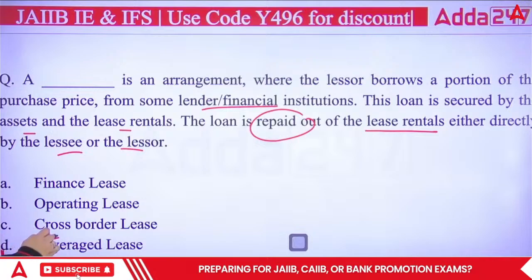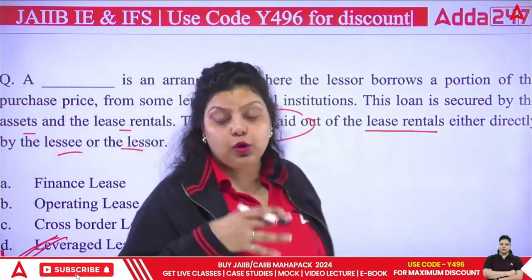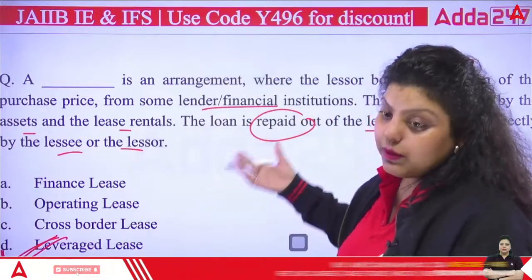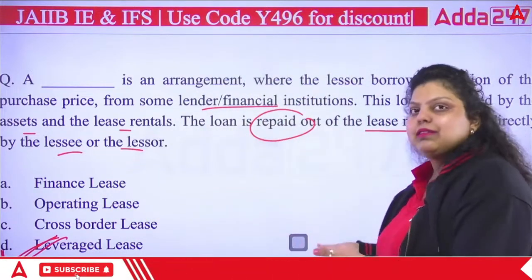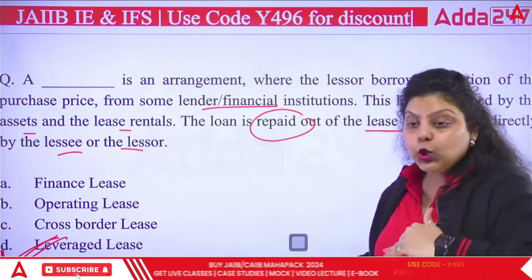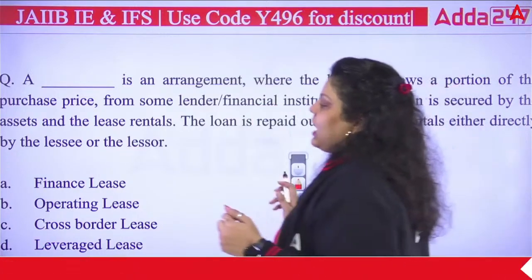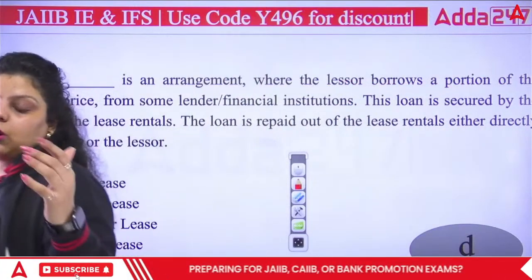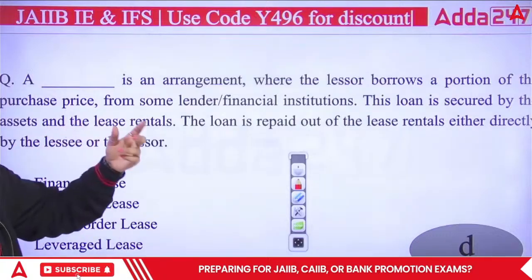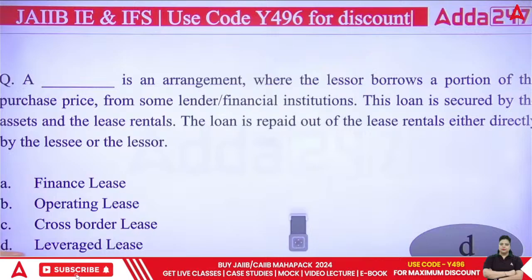It's a leverage lease. Whatever rent you are getting on the property which you have given on lease, you purchase that property by taking a loan from the bank, and now you are providing that property on lease. So whatever rent you are earning on that property is your lease rental, and that will be paid directly to the bank, or maybe the lessee will pay the lessor and the lessor will pay the bank. So the right answer here is the leverage lease.